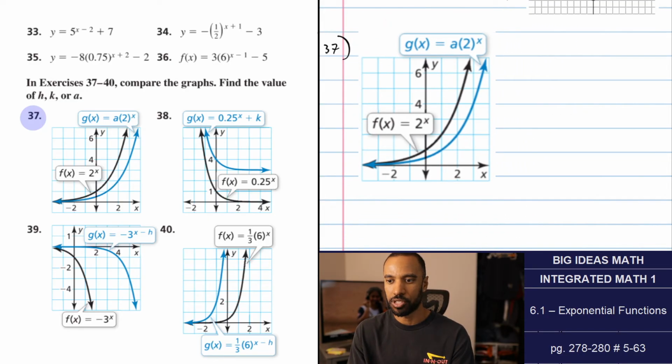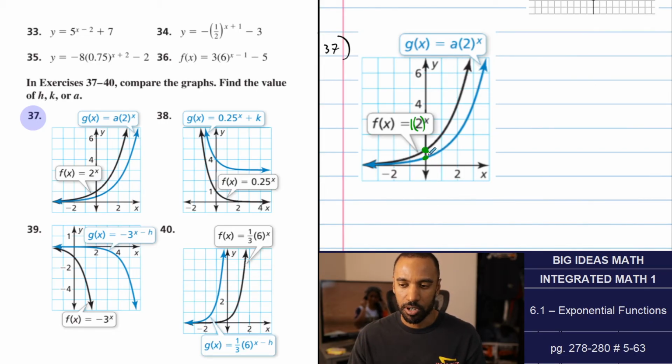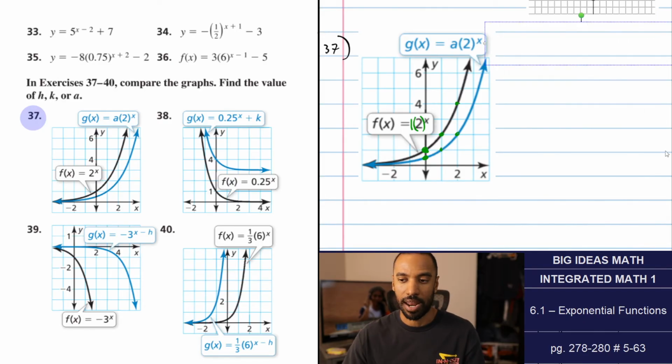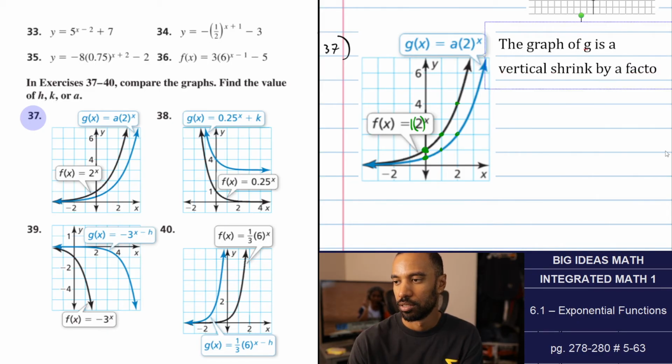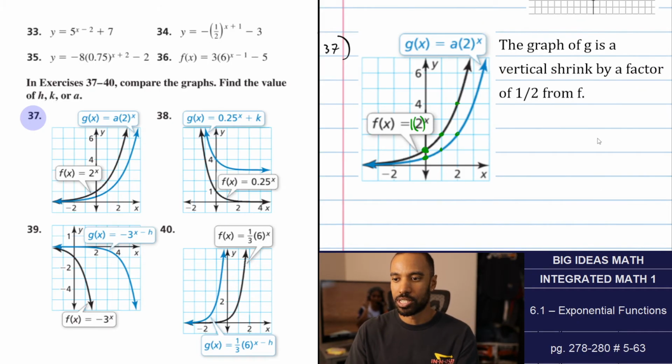So comparing the graphs here, I'm not going to say it's best to compare by y-intercepts always, but in this case, that might be exactly what I should do. The y-intercept here clearly is 1. We got to find that a. So this y-intercept appears to be half of what it is, and you can tell here that 1 is half of 2, and 2 is half of 4, and this kind of keeps working that way. So the graph of G is a vertical compression, vertical shrink, by a factor of 1/2 from f. That being said, we have an a value of 1/2.